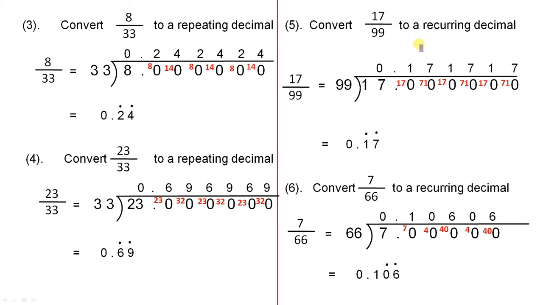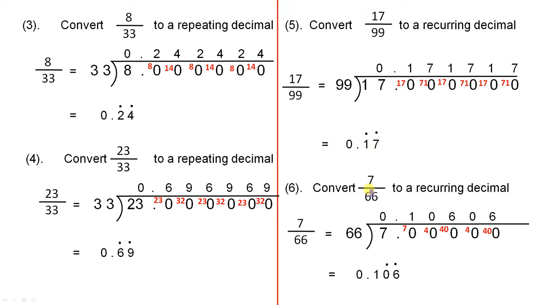Convert 17 over 99 to a recurring decimal. We divide 99 into 17, that goes 0, 17 left over. 99 into 170 goes once, and 71 left over. 99 into 710 goes 7 times, and 17 left over. And the pattern continues. The 1 and the 7 keep repeating, and that's how we write it.